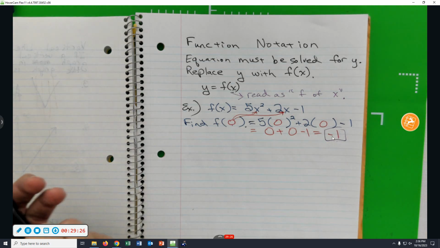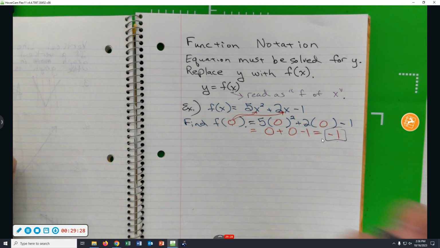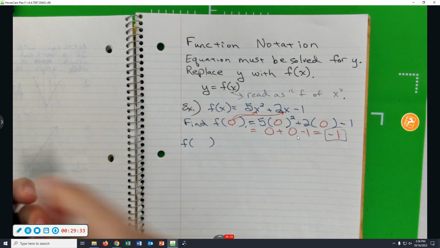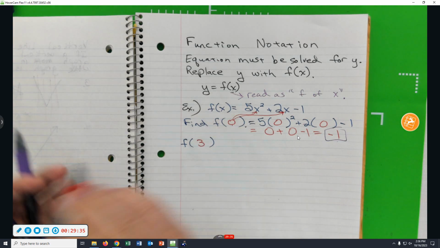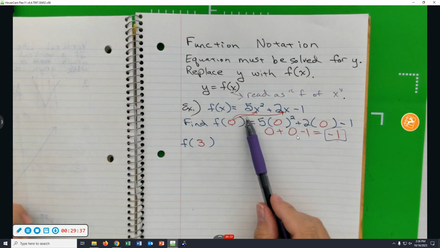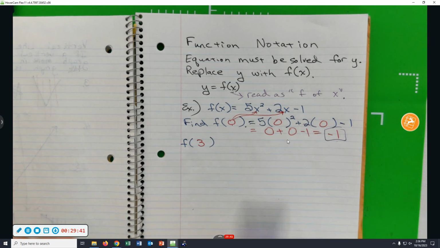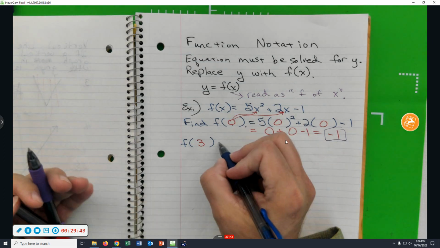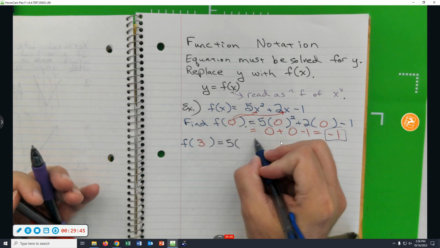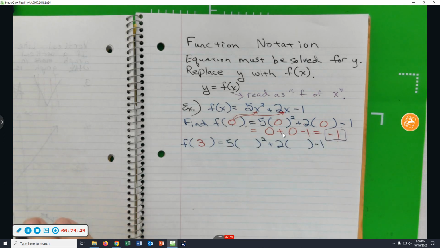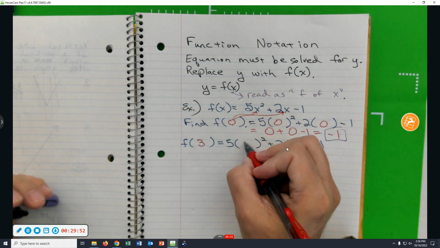Suppose I wanted us to find f of 3. That says, go through, everywhere you see a variable, replace that x with 3. Whatever's in the parentheses, that's what you're going to plug in for x.